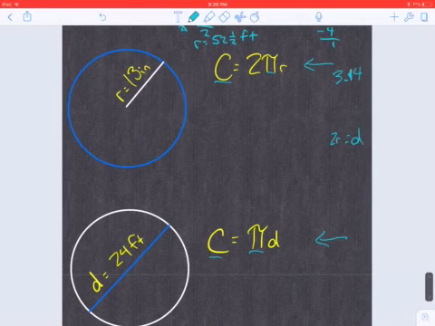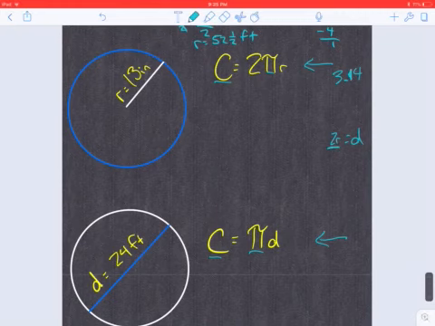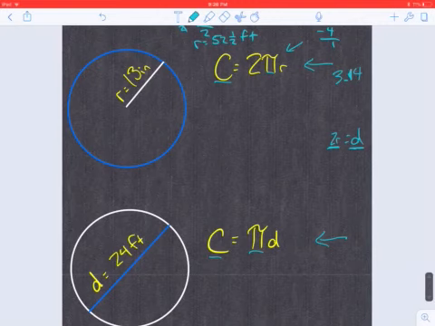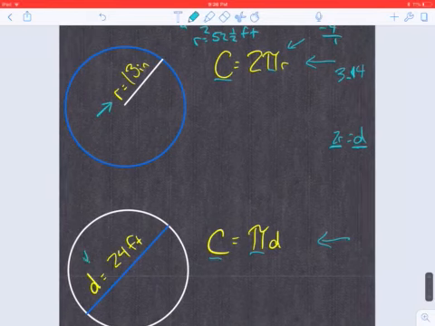And remember, this is okay. These are the same formula, and we know they're the same because we know from the previous problems that 2 radius are going to be equal to 1 diameter. So we're just rewriting this formula in a different way so we can actually find what we're looking for with what's actually given. In this case, the radius, in this case, the diameter.